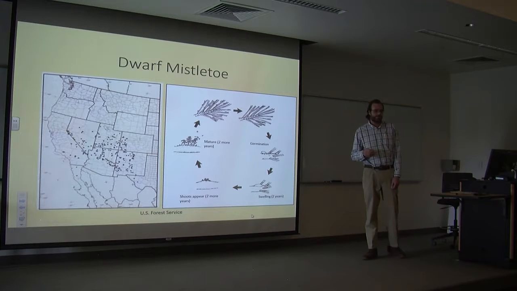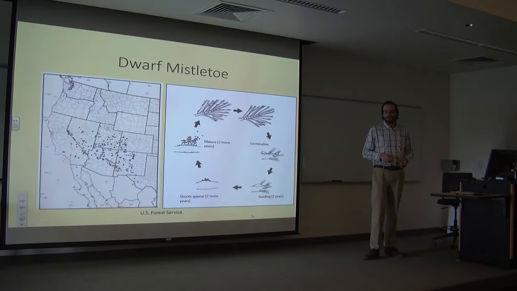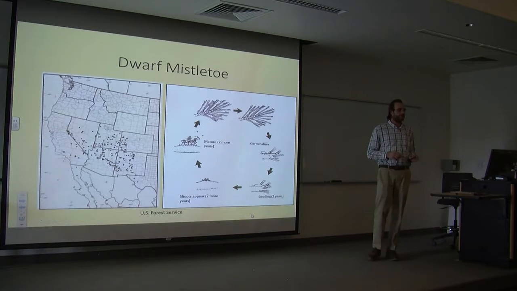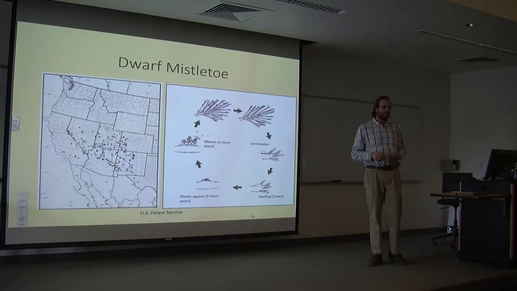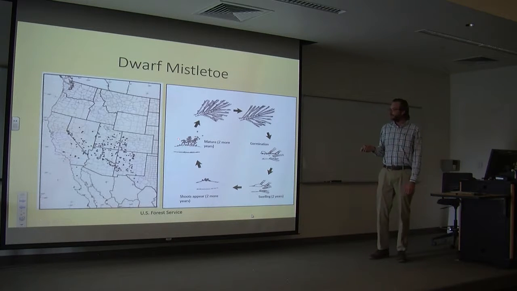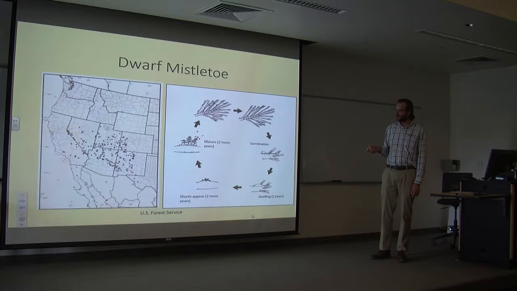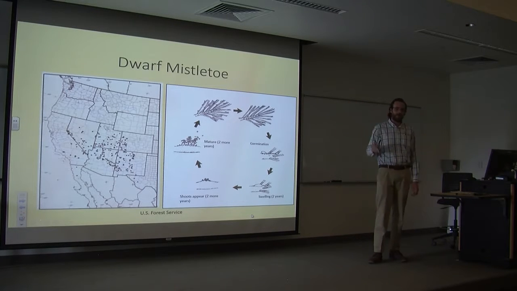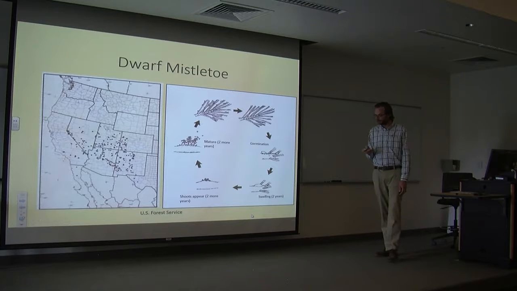Dwarf mistletoes can be dispersed by the birds that eat their seeds, or the very sticky seeds can stick to the fur of rodents or the feathers of birds. But the main mode of dispersal is by hydrostatic pressure, where water pressure builds up behind the seed and it shoots off like a cannon onto neighboring trees.